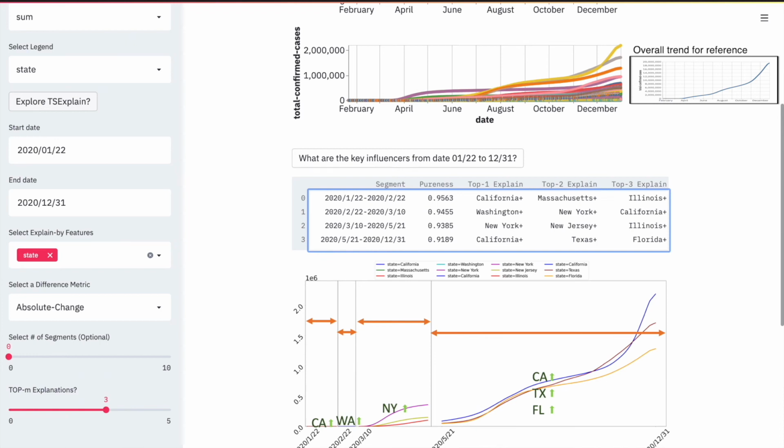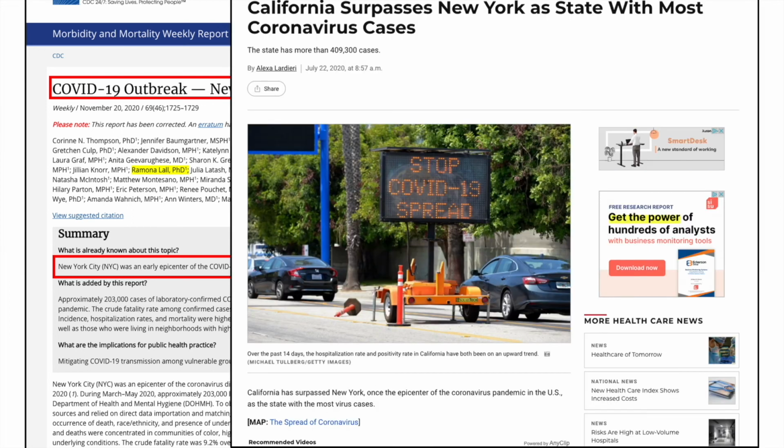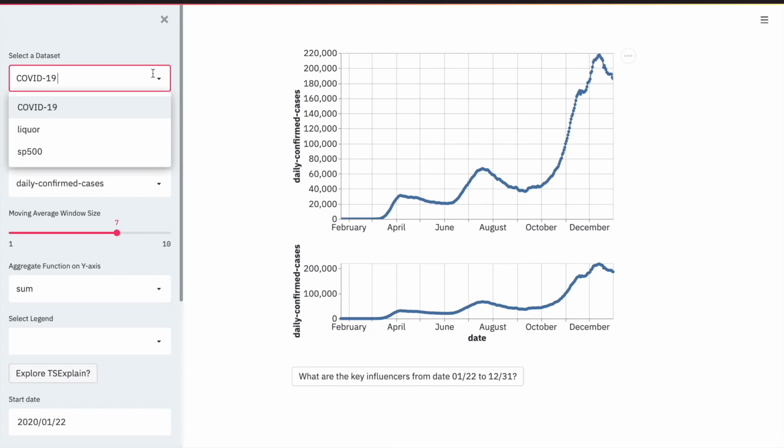This does match the news report that in the early stage, the COVID cases were mainly on the West Coast. And from March to June, New York City was an early epicenter of the COVID-19 pandemic in the United States. Afterwards, California surpassed New York as the state with the most coronavirus cases.